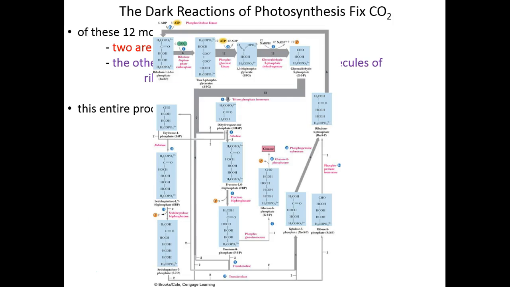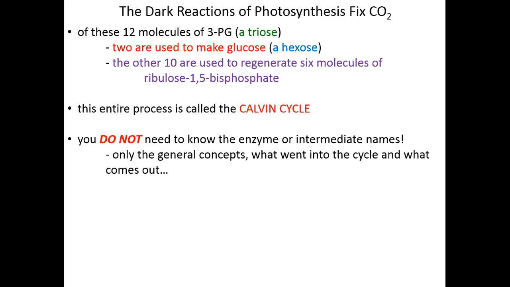This is the roadmap of the Calvin cycle from your textbook. We'll return to this again and again. This is going to carry us through everything we need to know, but I will tell you right off what you do not need to know are the enzyme names or the intermediate names, except for the ones that I illustrate here in this lecture chunk. So anything that I don't specifically refer to here, you do not need to know. We're after the general concepts of the Calvin cycle, what went into that cycle, and what comes out.